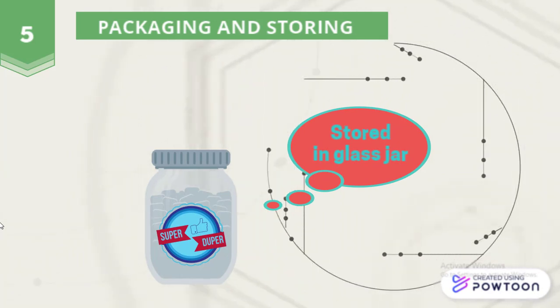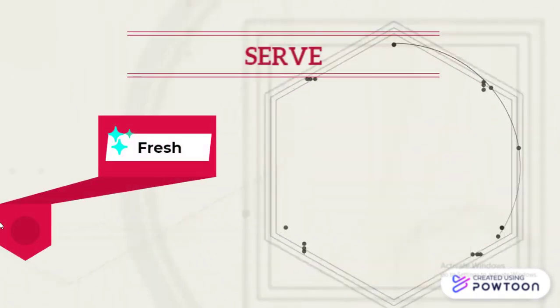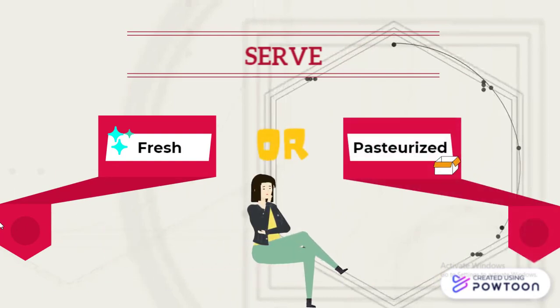After fermentation, sauerkraut is packaged in metal cans or glass jars, and it is consumed as a fresh product or pasteurized to extend its shelf life. To find out more about how sauerkraut is made, let's take a look at the following video.